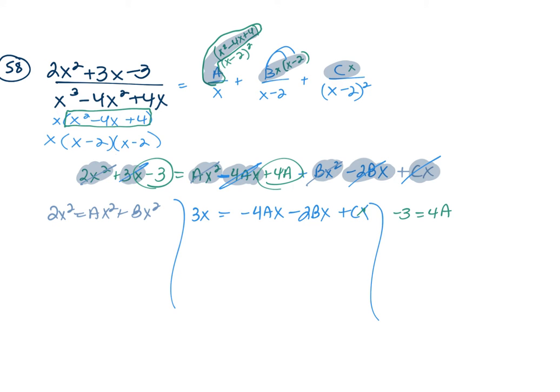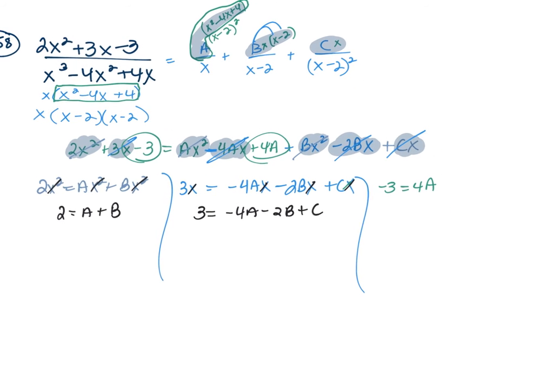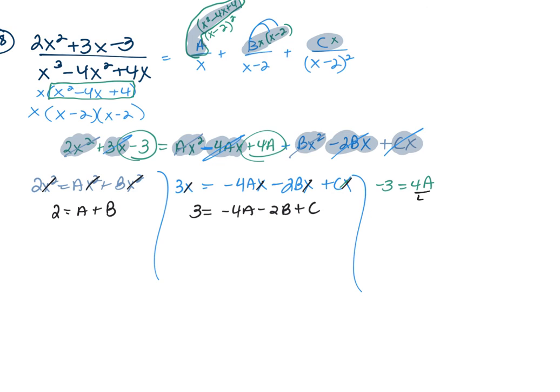If you go back through and cross through your x squareds, you end up with 2 equals A plus B. Go through and cross out your x's. You end up with 3 equals negative 4A minus 2B plus C. And then the last one, there's no x in it. We can actually solve this one, and I get A equals negative 3/4. I'll tell you, I made these whole numbers on your test. So with regular partial fractions, you can get a fraction as your A, B, C, or A, B. But for the repeated one, I made whole numbers.